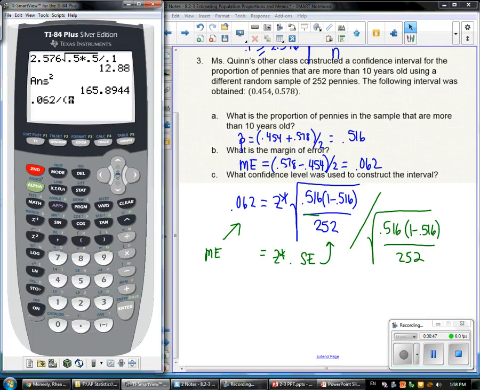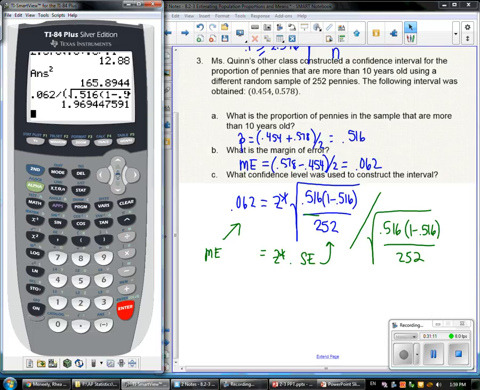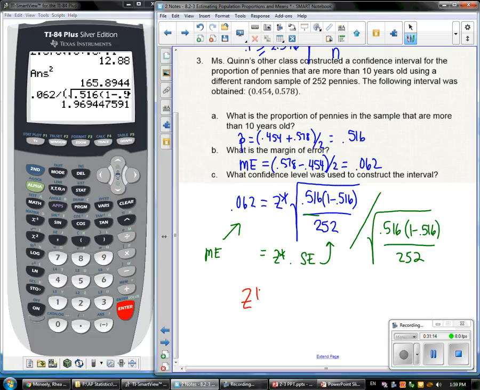In this case, it's no big deal because the whole thing is under the square root, but I am going to put the whole thing in parentheses because you'll need to do this when we get into means. So I have my 0.516 times 1 minus 0.516. I'm going to close the parentheses, and then I'm still dividing by the 252. And when I do that, I get this number. That is my z star: 1.9694.